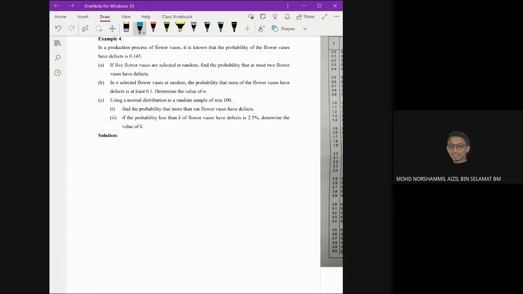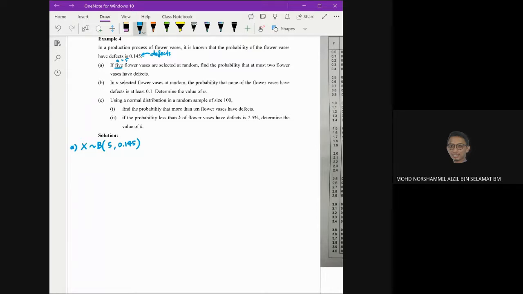In the production process of flower vases, it is known that the probability of a flower vase having defects is 0.145. So be careful, this is the probability of defects. Part A, if 5 flower vases, so n equals 5, are selected at random, find the probability that at most 2 flower vases have defects. The first step is to write down the distribution: binomial 5, with probability of getting a defective vase 0.145.